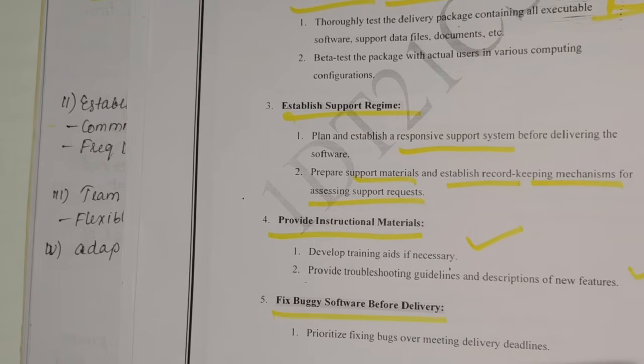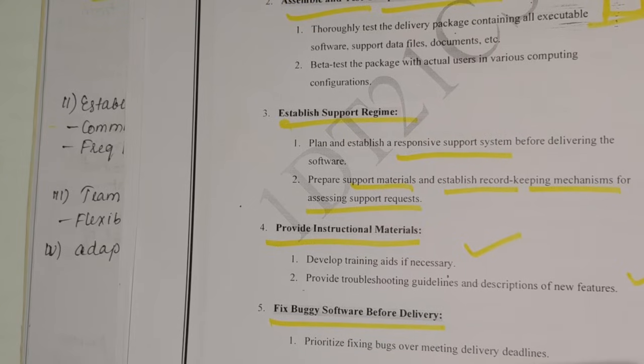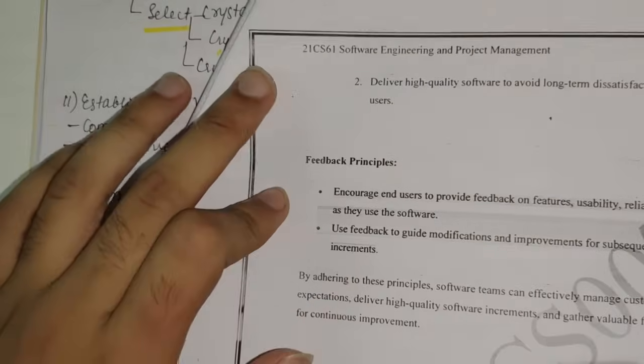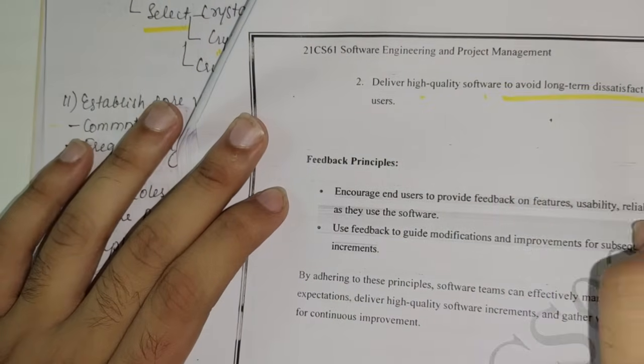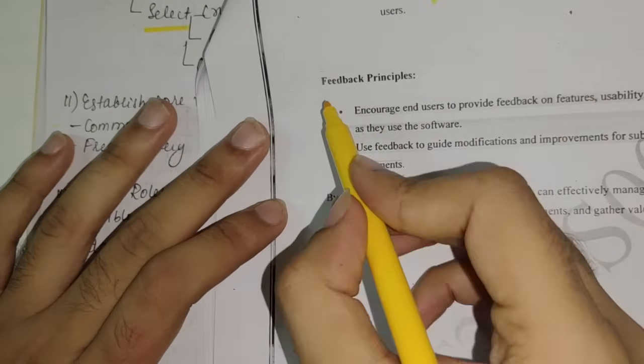And then we should fix the buggy software before delivery. That is understood, right? All the buggy errors should be rectified before delivering the software. Then we have deliver high quality software to avoid long-term dissatisfaction. Yes, this is understood. Then we have the feedback principles.